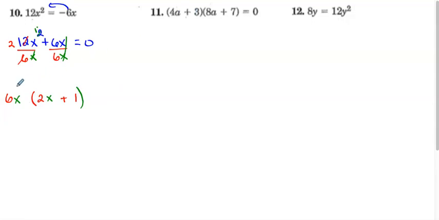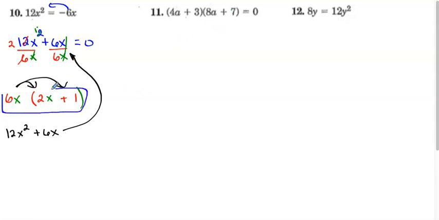I can verify this. Okay, so what is 6x times 2x? That's 12x squared. And what's 6x times 1? That's positive 6x. And that should bring you right back to your original as a quick verification. Okay, so let me copy this piece here. So 6x times 2x plus 1 equals 0. So now this is in factored form.